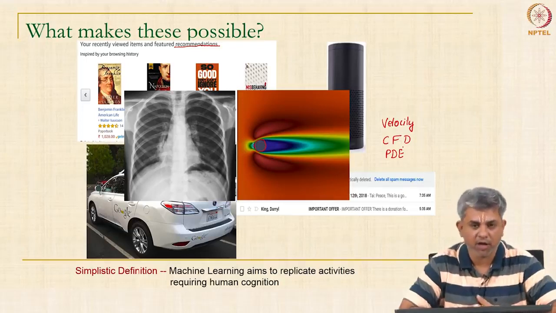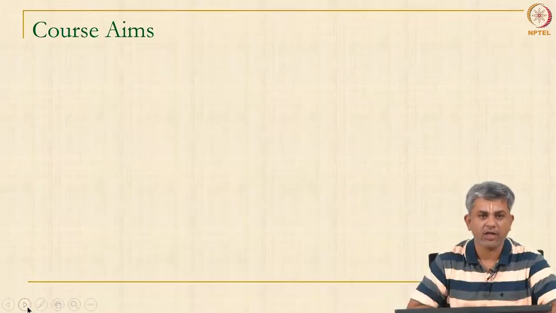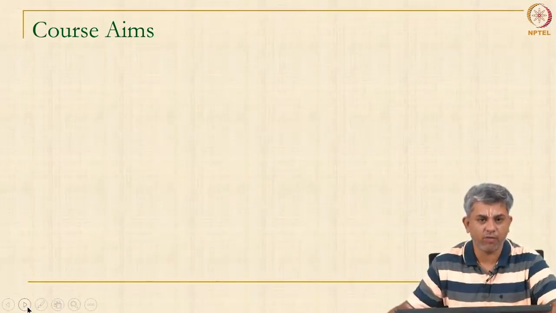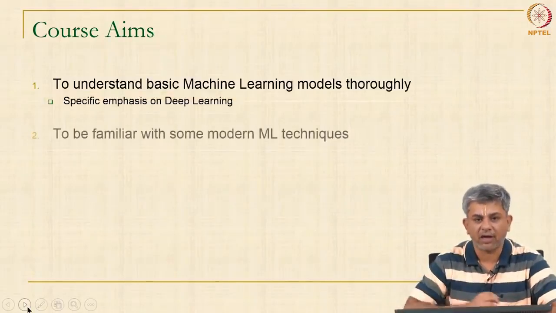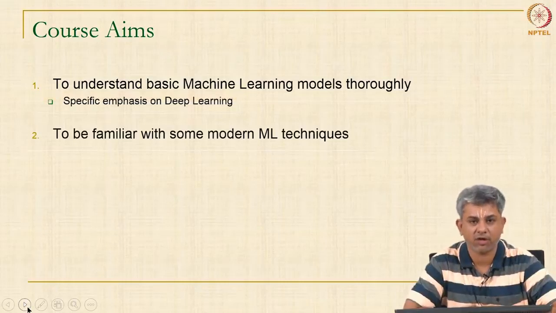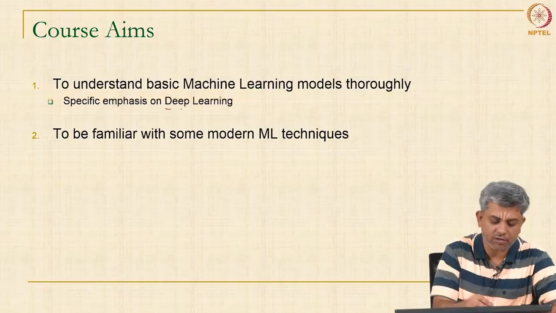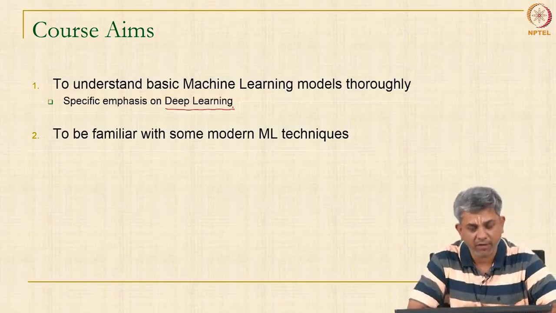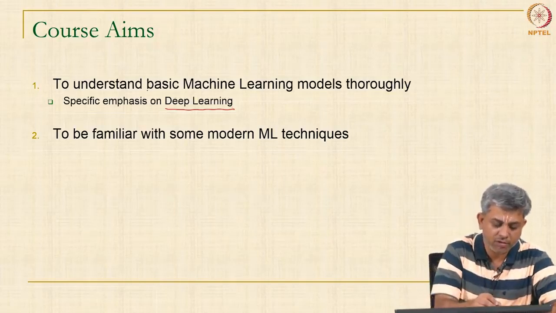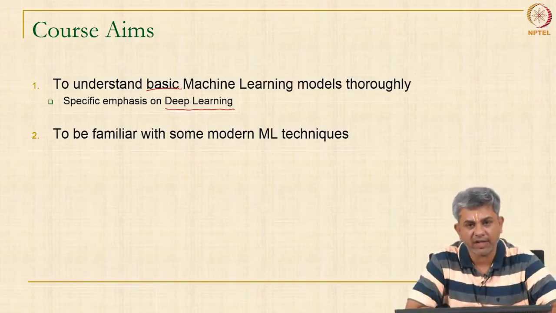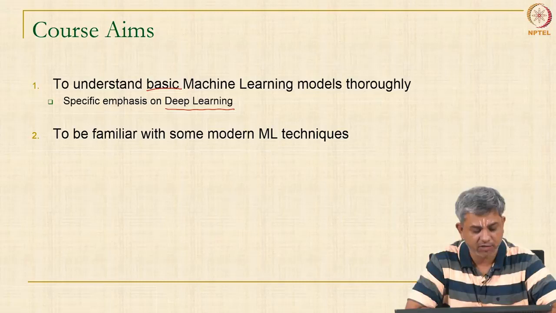So, our aim in this course is the following. First thing is, we want to understand basic machine learning models thoroughly. In specific, we are going to look at what is now very popular, deep learning. We will see what it is even later on today. Machine learning models thoroughly, and in particular some very fundamental models that have been used for almost 50 years now, at various stages of development.